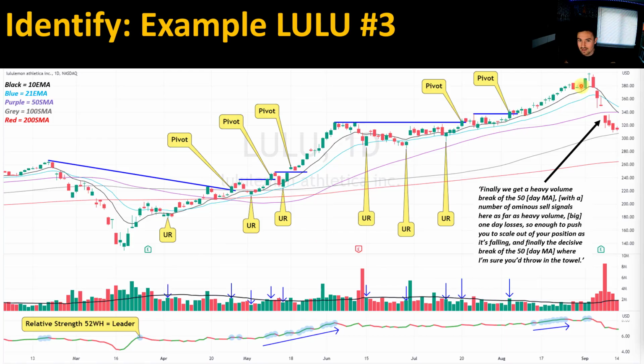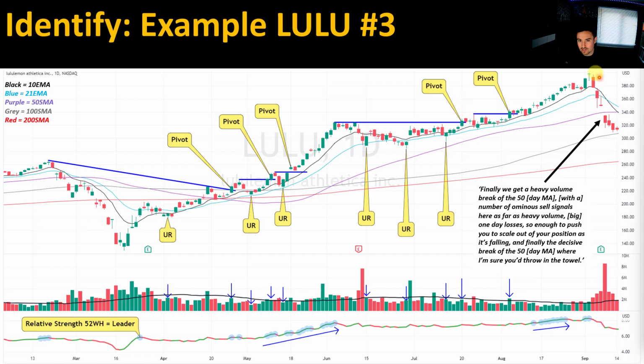You are then looking for that change of character. So I'm going to go all Newtonian physics on you. This is an object in motion that stays in motion until acted upon by a superior force. So here you are then looking for the change of character behavior around the key moving averages to indicate the change of trend.